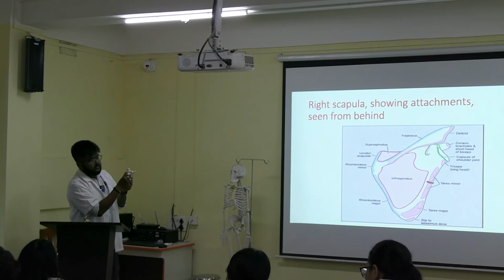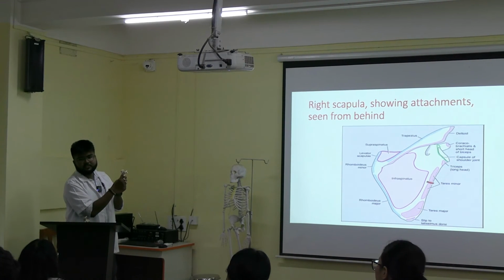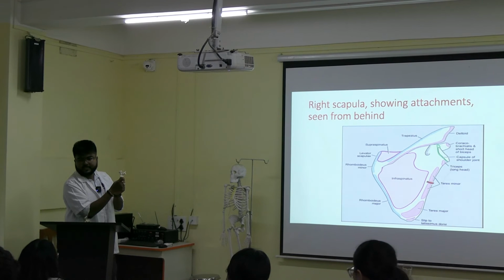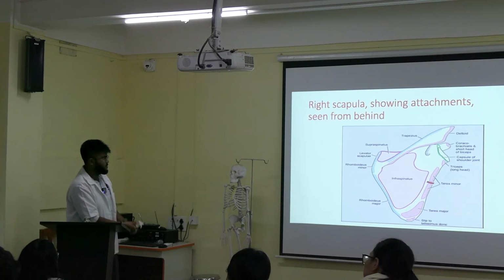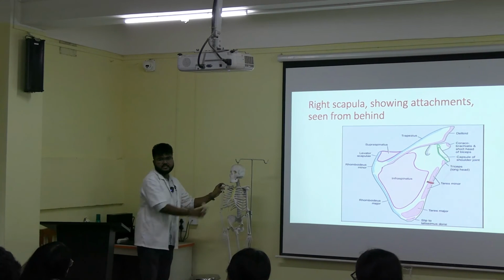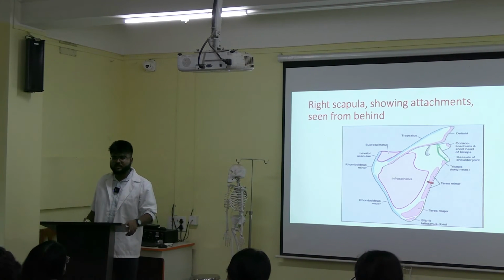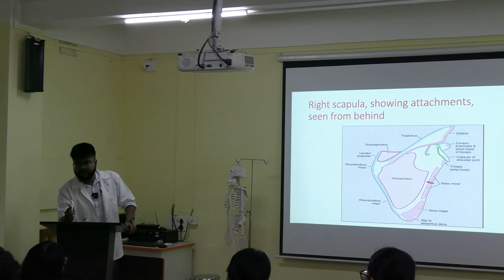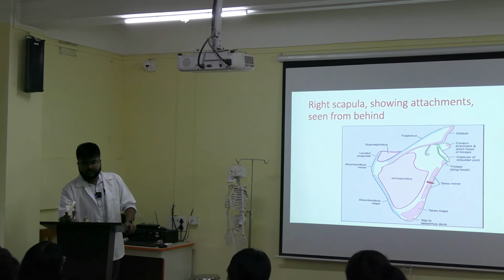Another thing is your glenoid cavity. Always remember, the margin of the glenoid cavity is called your glenoid labrum. This is basically fibrocartilaginous, because the head of the humerus is attached here and forms your shoulder joint. Shoulder joint is very important from the theoretical point of view. Okay, 10-mark question, long question.